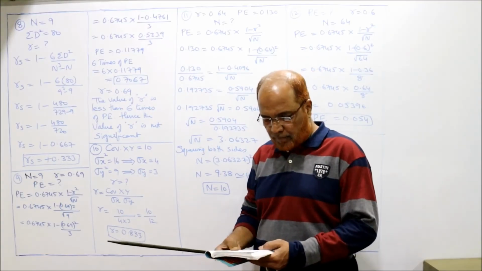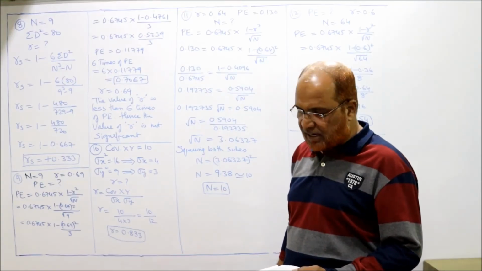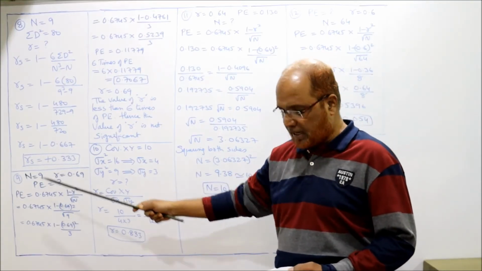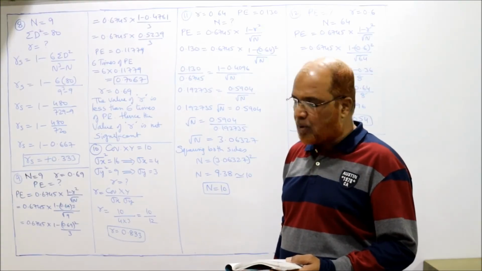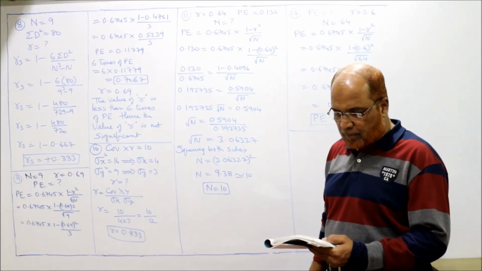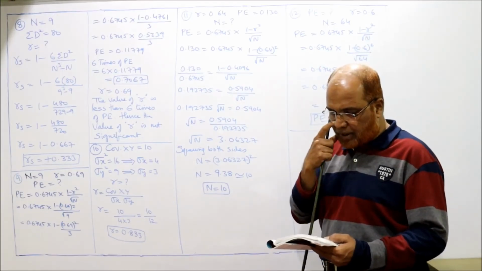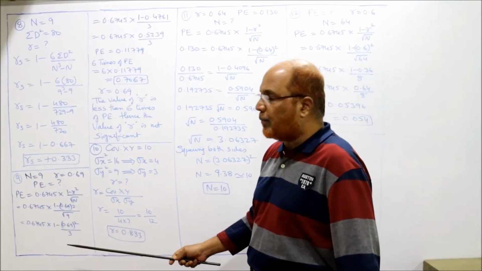Ninth problem. The coefficient of correlation between advertisement expenditure and sales of 9 items was observed as plus 0.69. So n is equal to 9, and the value of R is 0.69. Find the probable error of the correlation coefficient. Comment on the significance of R. So it is asking you to calculate PE, the probable error.